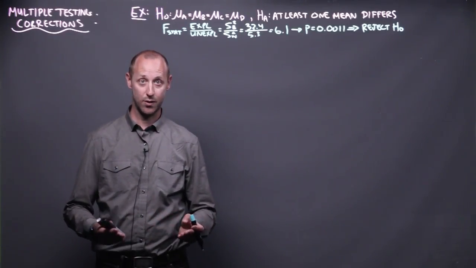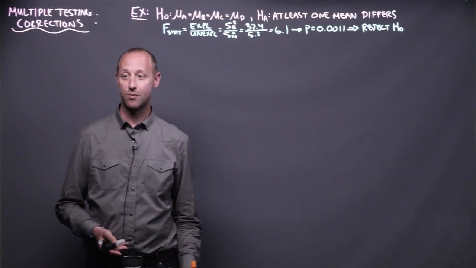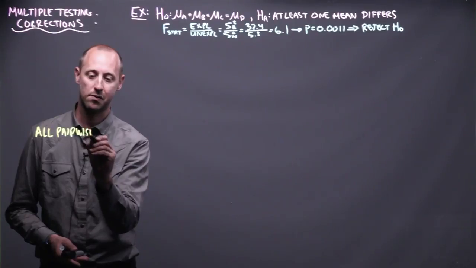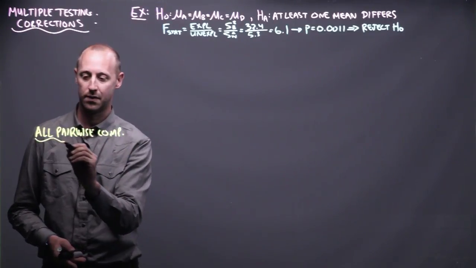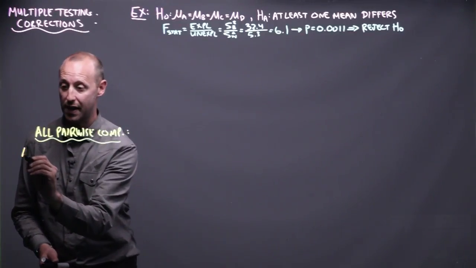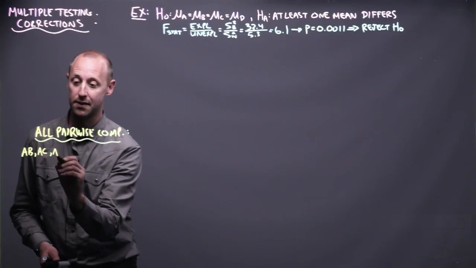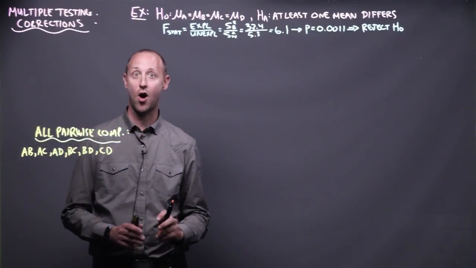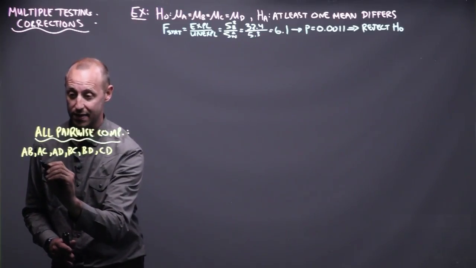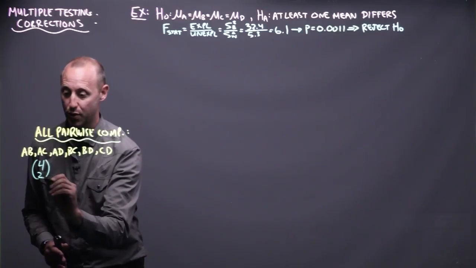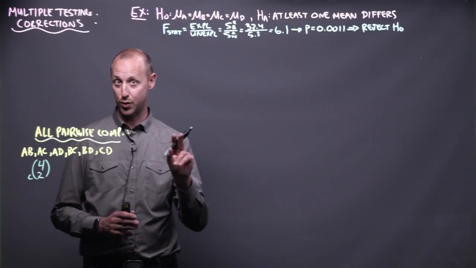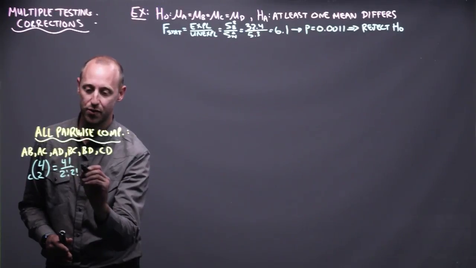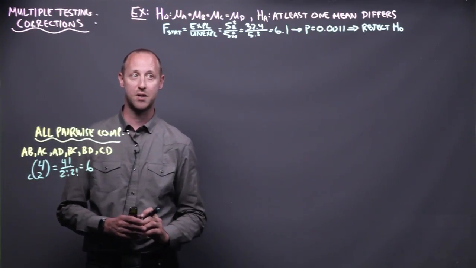Now we need to decide which one or which ones may differ. In order to do this, we're going to do all pairwise comparisons. What I mean by that is we're going to compare diets A and B, A and C, A and D, B and C, B and D, and C and D. We're going to compare all possible pairs of means. Mathematically, we have four different groups, and we're going to choose two of them to compare. How many different combinations of two groups can we pick from these four? You might recall this ends up being 4 factorial over 2 factorial times 2 factorial, which equals 6. So there are 6 possible pairwise comparisons.